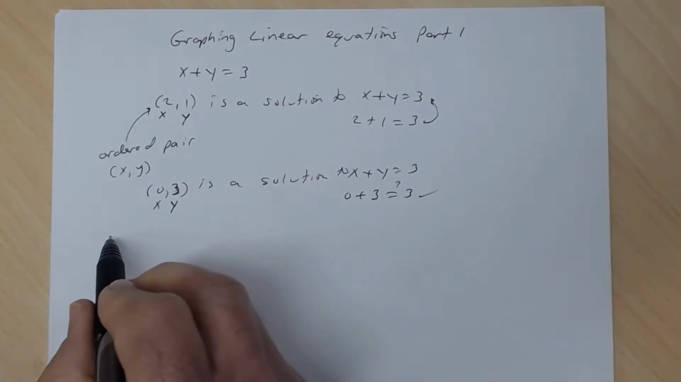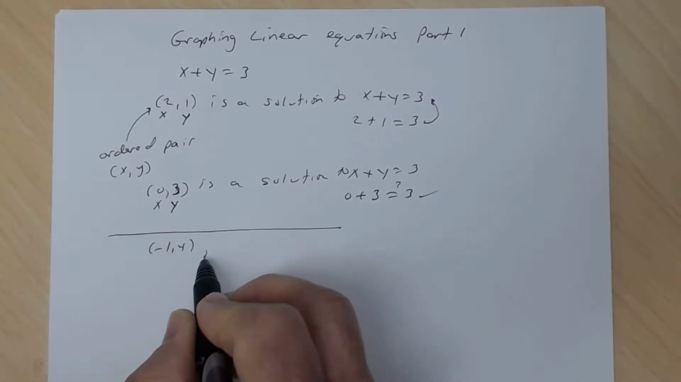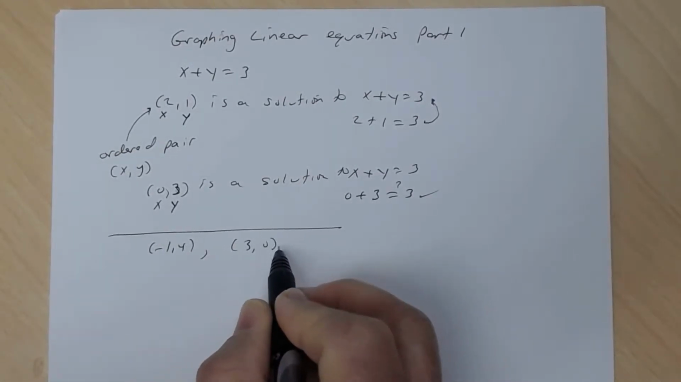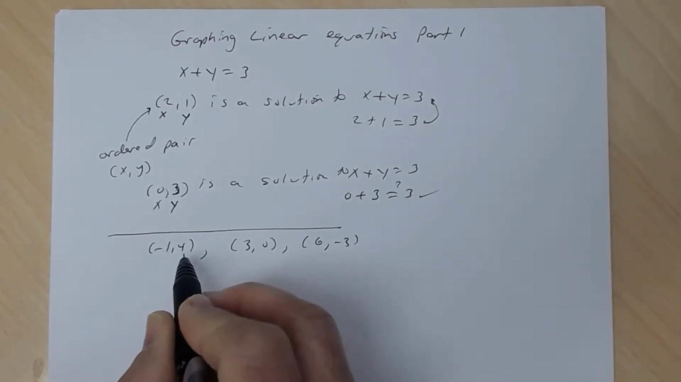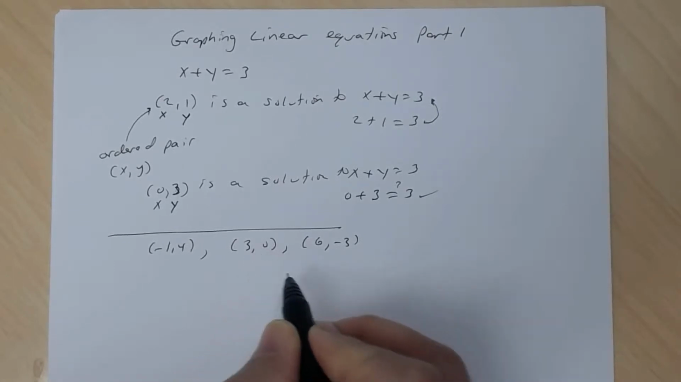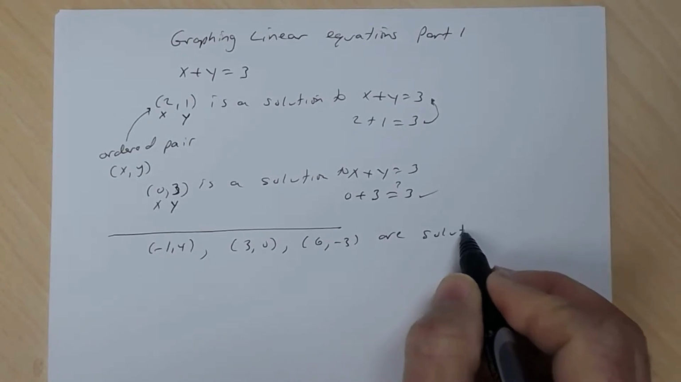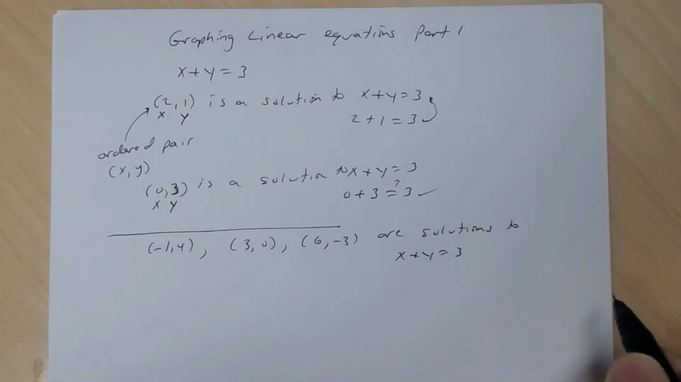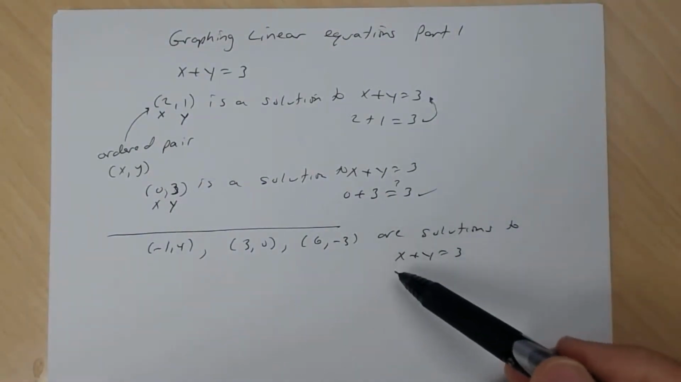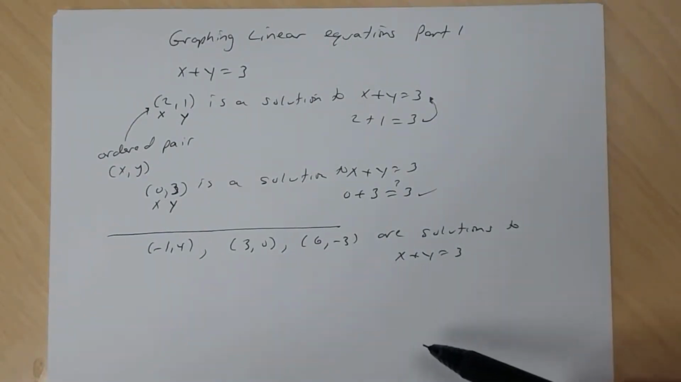So for example, these ordered pairs are solutions to this equation: negative 1, 4, the ordered pair 3, 0, and the ordered pair 6, negative 3 are solutions to x plus y equals 3. And in fact, if you really look at this, you will see that there are many, many more solutions. You can come up with a lot more.